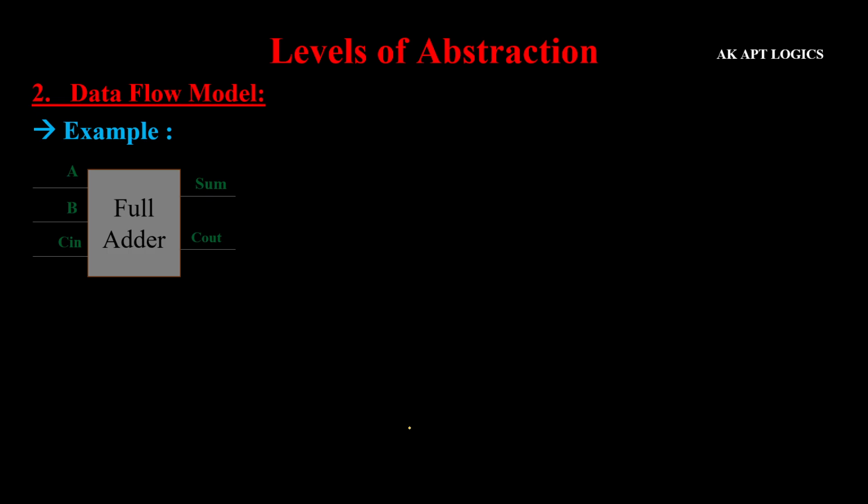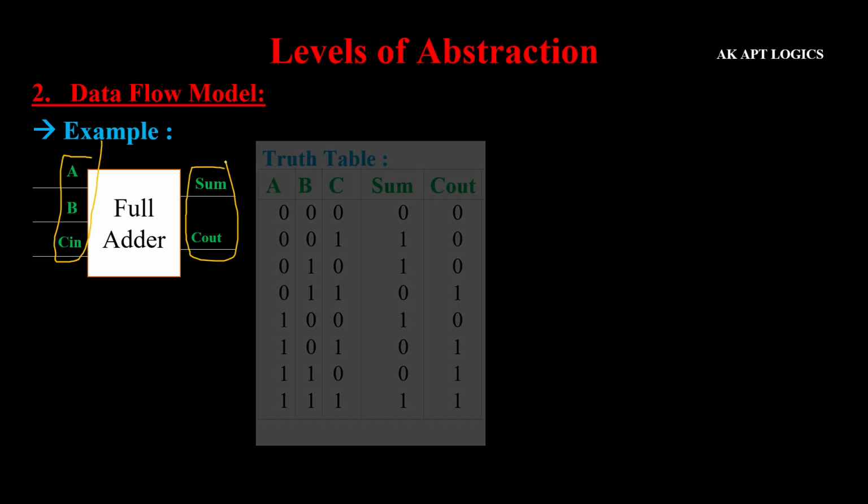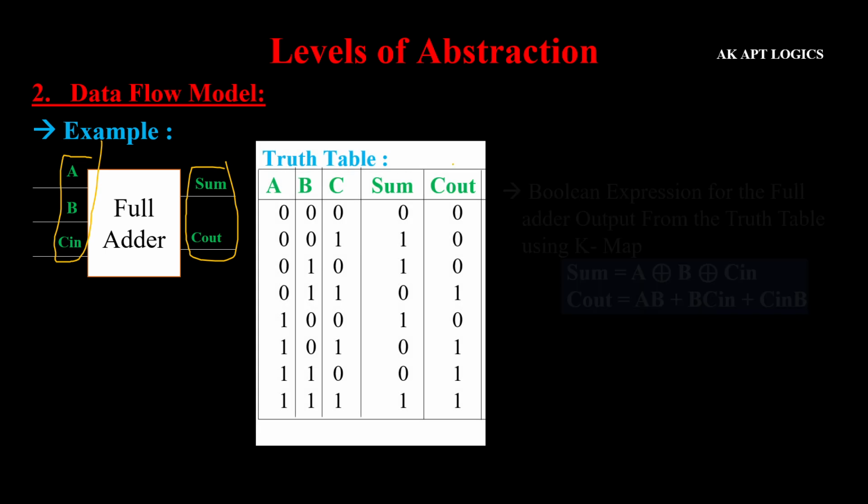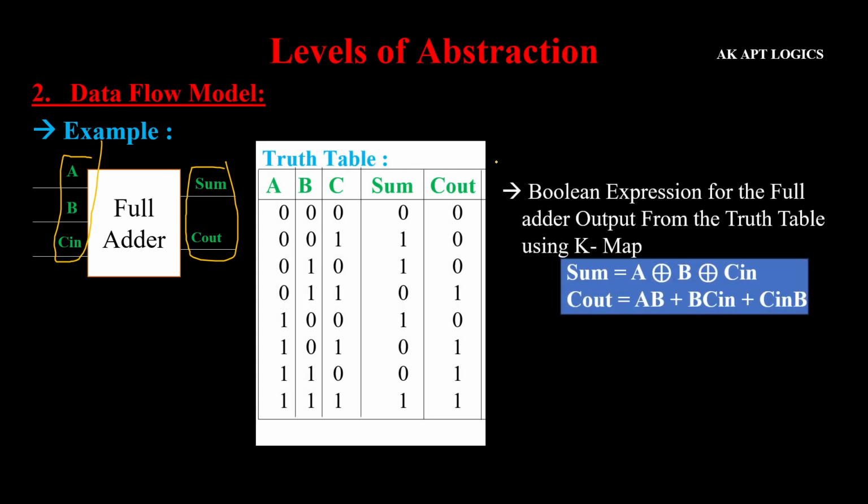Next example, let us take the same example. In the previous case, we have three input ports for the full adder and two output ports for the full adder. Now let us see. This is the truth table, and from this truth table we are going to get the Boolean expressions for the outputs. We have two outputs, sum and cout, and three inputs, a, b, c in. This is c in, not c. There is a mistake, we just correct it. In the previous class also, I think there is a mistake.